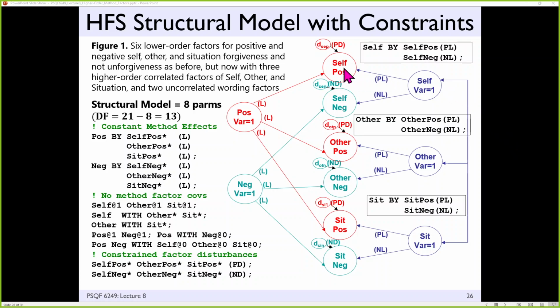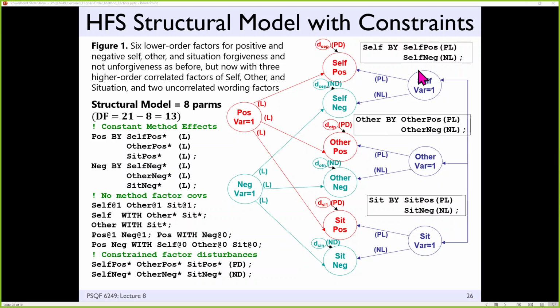So first off, because what they wanted to be able to talk about was self-forgiveness, other forgiveness, and situation forgiveness, I put higher order factors in which I have those variables predicting the lower order factors of the different ways of being measured. Okay, so I have higher order self that has 2 indicators, higher order other that has 2 indicators, higher order situation that has 2 indicators. Okay, so we just talked about this. If you only have 2 indicators of a factor, that's bad, right?